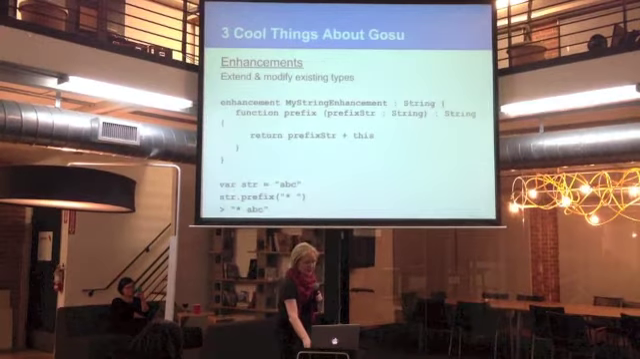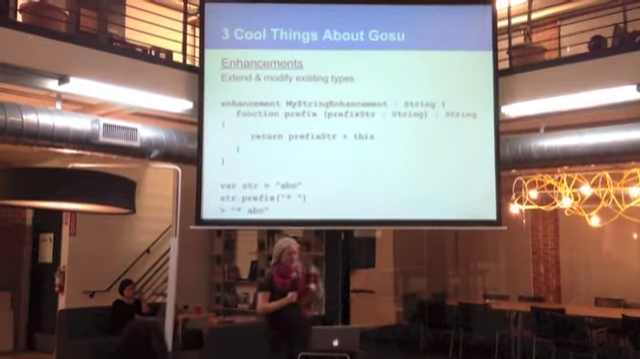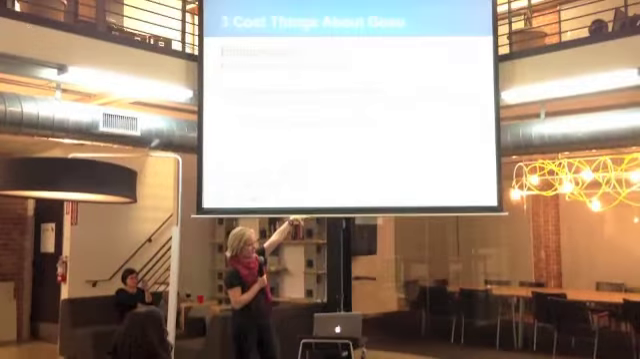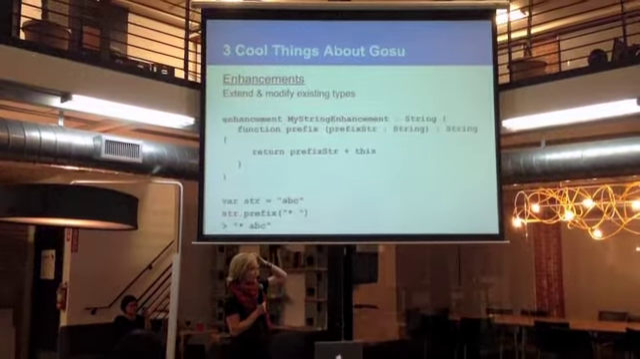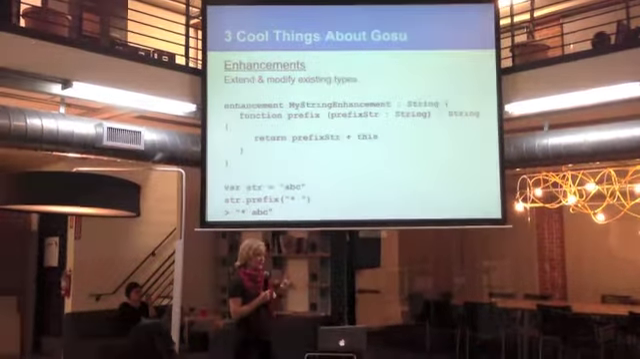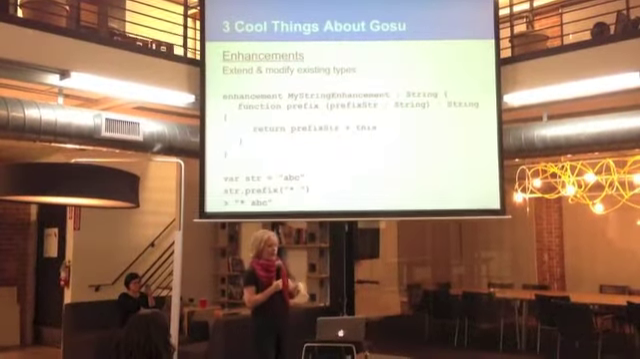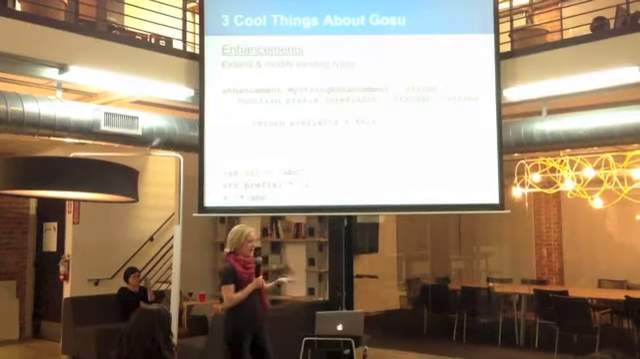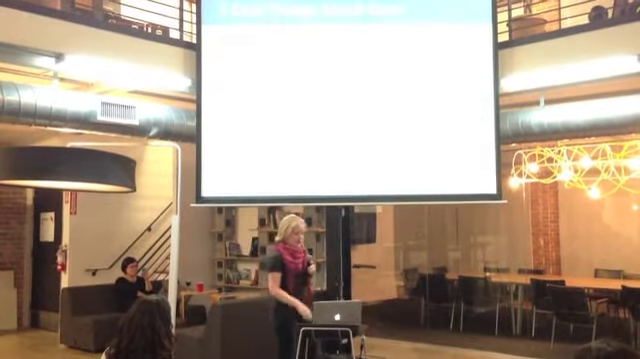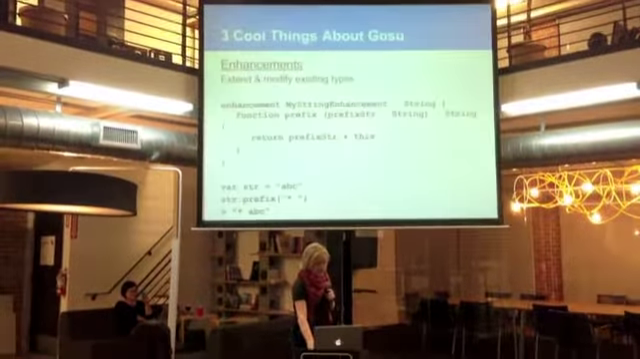I'm running out of time. One of my favorite bits is enhancements. So even for existing Java types or existing types that you wrote, you can just add an enhancement. And so by adding this, on any string in my system, I can call the prefix method on it. And you can pretty much do it on any type.